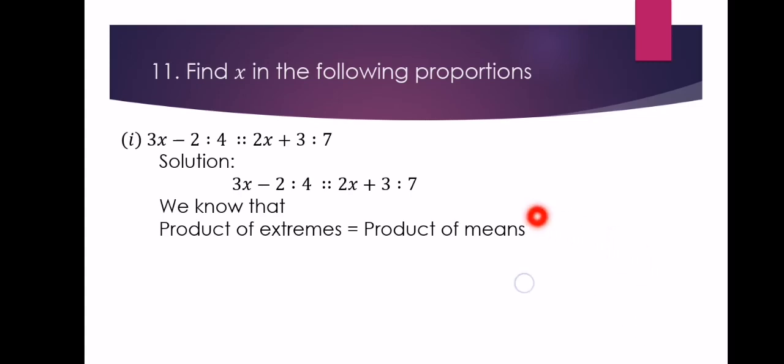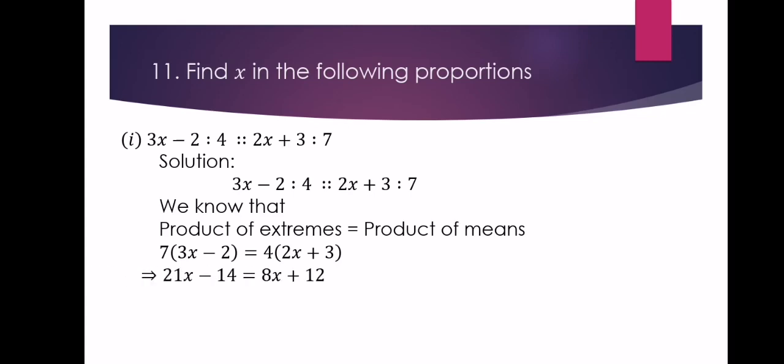Now on the extremes we have 7 and 3x minus 2, and in the means we have 4 and 2x. So their product in their respective positions will become 7 into 3x minus 2 is equal to 4 into 2x plus 3. Multiplying the terms inside the bracket and shifting the like terms towards each other, we just get 13x is equal to 26. So the value of x will be 2.